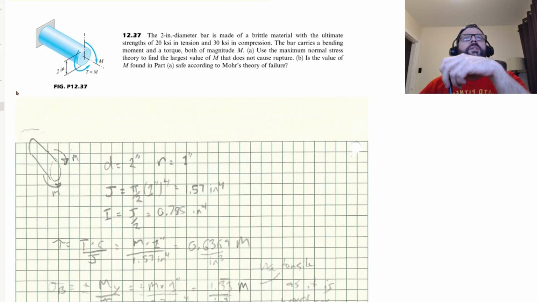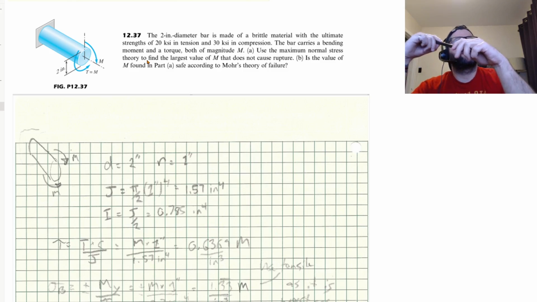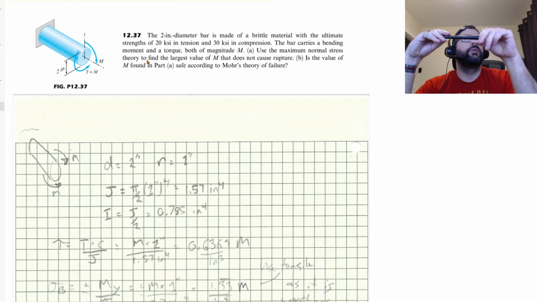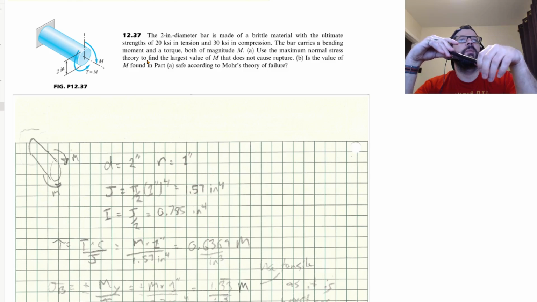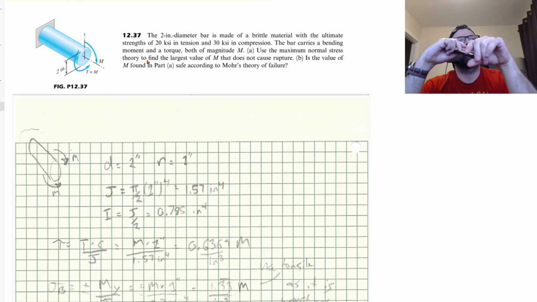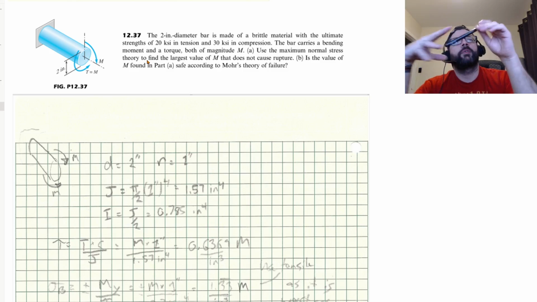Okay, so let's have a look at this one. We've got this brittle material, a 2 inch diameter bar mounted to the wall. The ultimate strengths are 20 ksi in tension and 30 ksi in compression. We want to apply a bending moment to the end as well as a torque, both of them with the same magnitude.